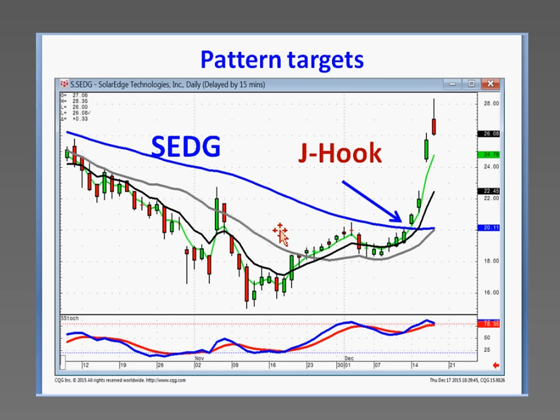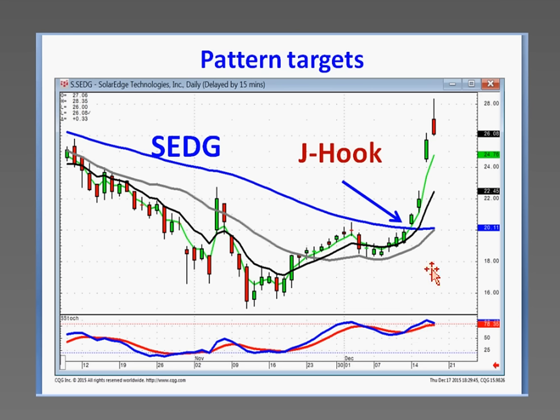Here's Sedge that we bought right here. Why? Because it was breaking out of our J-hook pattern. We knew that this wave and this wave should be approximately the same, and obviously this one has worked out. Now, does every trade we do work out? No. The confirmation was right here. If we can see a pattern setting up, what do we need to see? We need to see bullish confirmation.